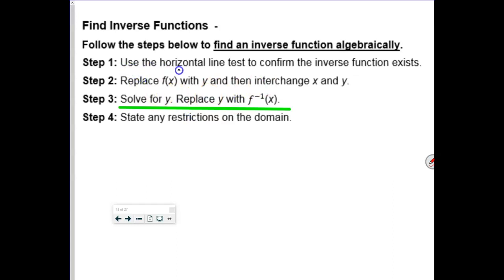The first step, use the horizontal line test to confirm whether the inverse even exists. In Algebra 2, we didn't make you do that step because we just gave you functions that existed. We didn't have any trick questions for you. But in pre-calc, we are totally going to trick you. So you have to check that it passes the horizontal line test. The original passes the horizontal line test.